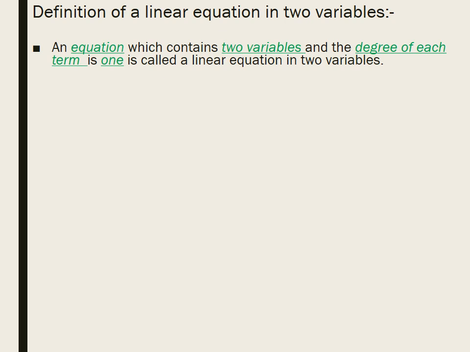You can see the definition on your screen. The definition states that an equation which contains two variables and the degree of each term is 1 is called a linear equation in two variables. So what are the points given here? First, it should have two variables, and second, degree of each term is 1, meaning the degree of each variable should be 1. When I say degree, it means power. The power of each variable should be 1.